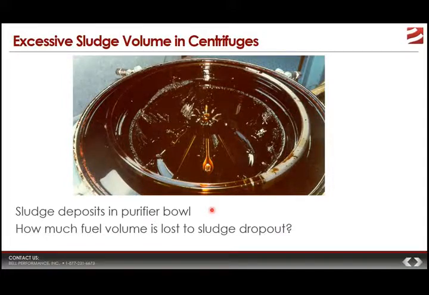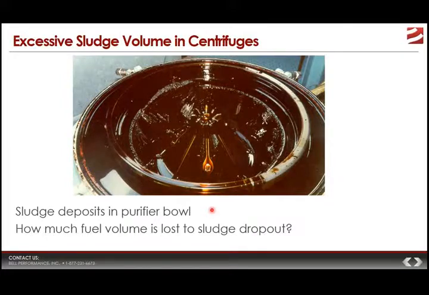But what's going to happen if they don't stay in the fuel and if they get stripped out by the centrifuge? What do you think happens? Well, the obvious answer is that you lose heating value. You lose part of the carbon value of that fuel that normally should be combusted and should be creating heat energy. So excessive sludge volume is not just an aesthetic problem. It's not just an inconvenience. It matters because it affects the heating value of the fuel.